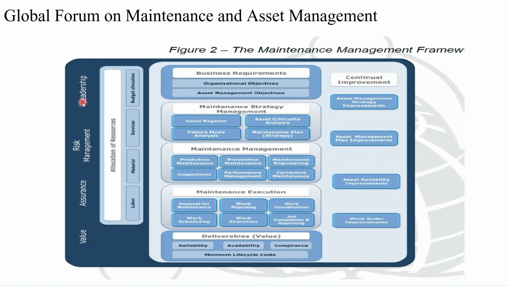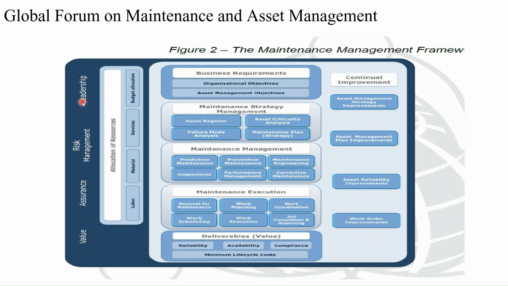The next level is maintenance management, which governs various maintenance approaches such as predictive maintenance, preventive maintenance, inspections, performance management, and corrective maintenance. These ensure a proactive and structured approach to asset upkeep. Maintenance execution takes place at the shop floor level, covering activities like maintenance requests, work planning, work coordination, work scheduling, work execution, and job completion reporting. This phase ensures that planned maintenance activities are carried out effectively.